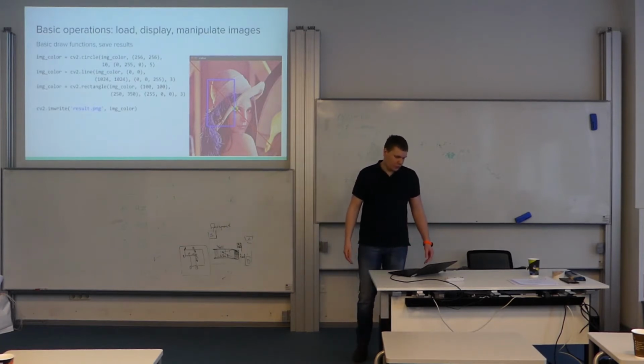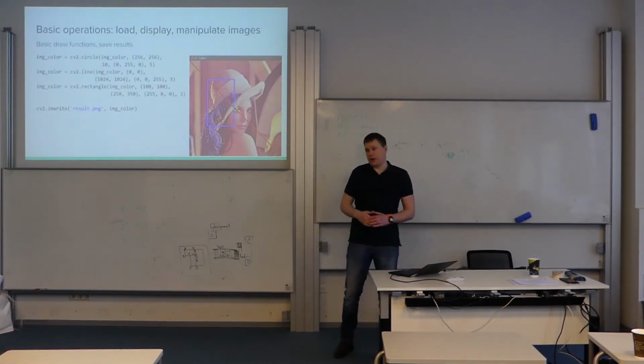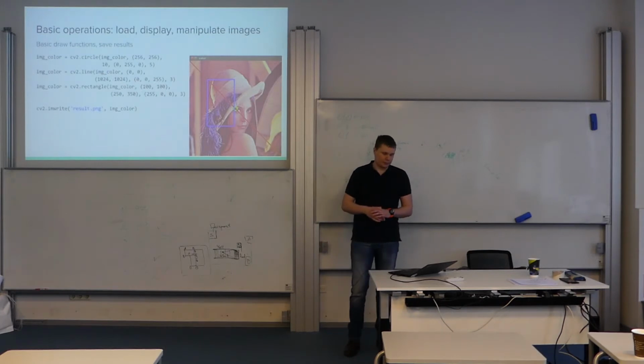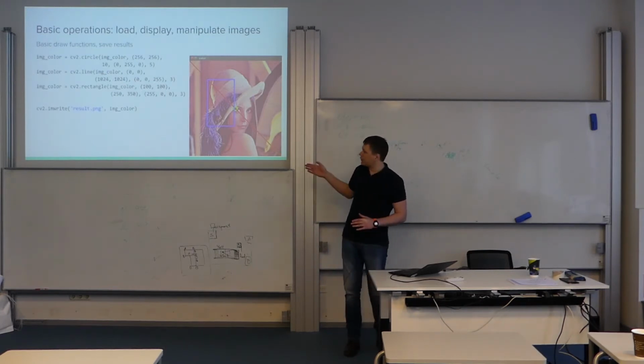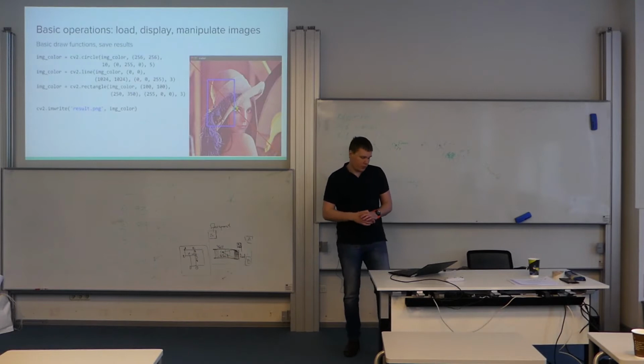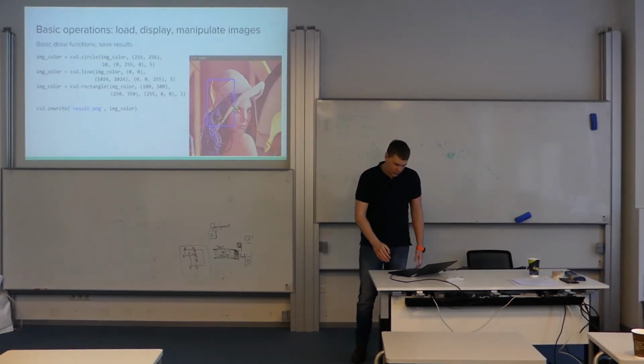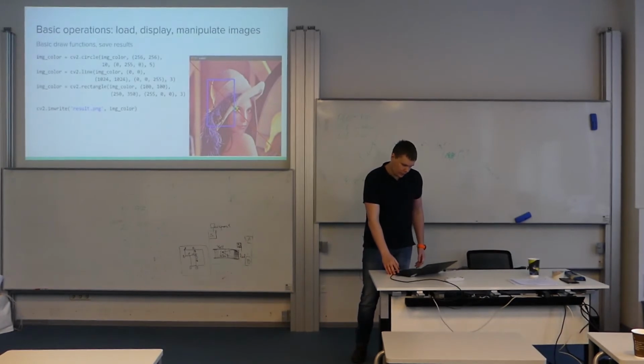We can use cv2.imwrite to simply save our image. We pass the path to the file with some extension, PNG for this, and our image, which we want to save.